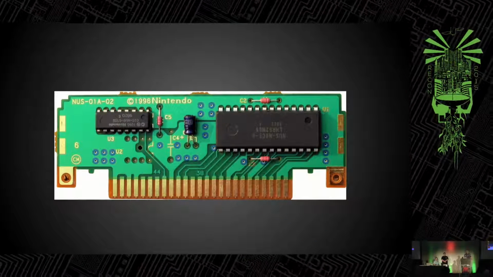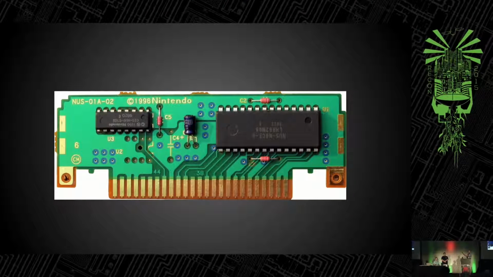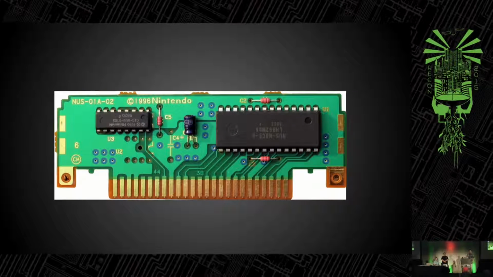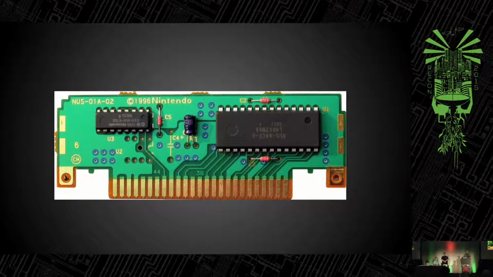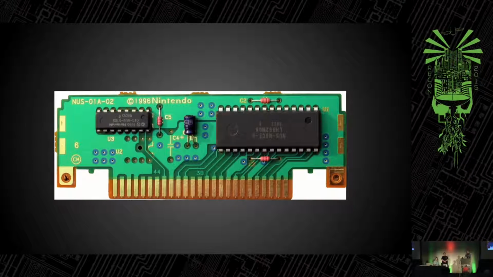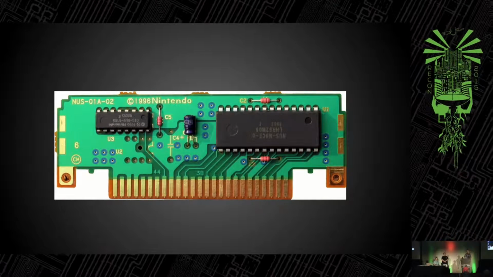So here's an actual game cartridge. This is a legitimate one. The chip on the left is the lockout chip. It looks exactly the same. They're made by Sharp. It's just the more modern iteration, I suppose.